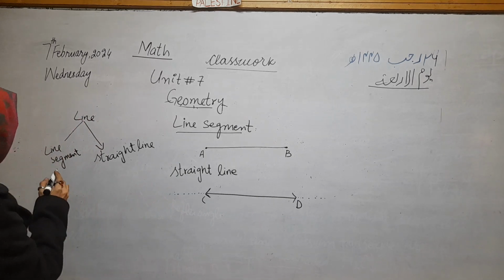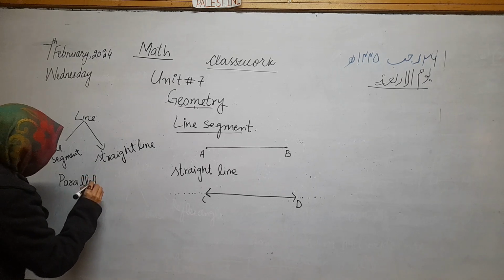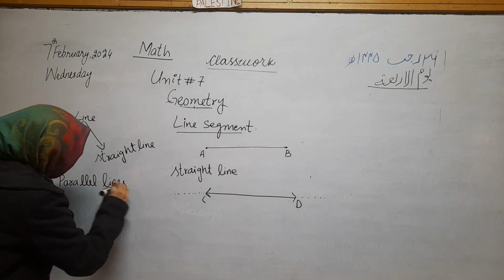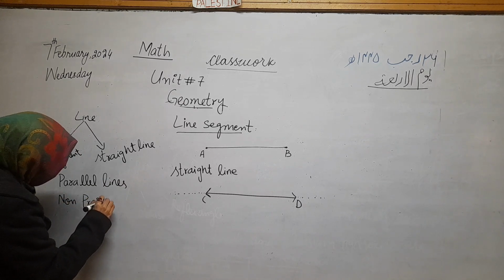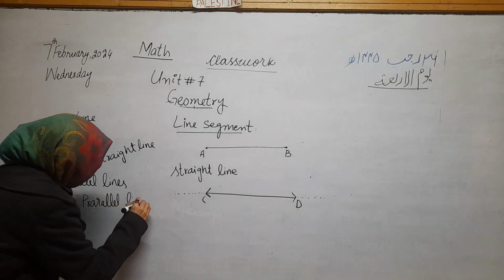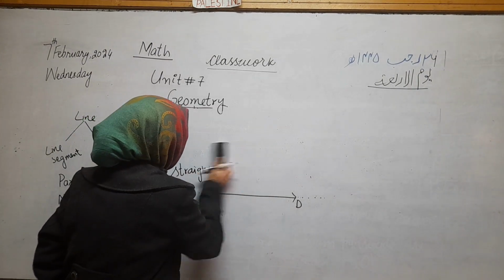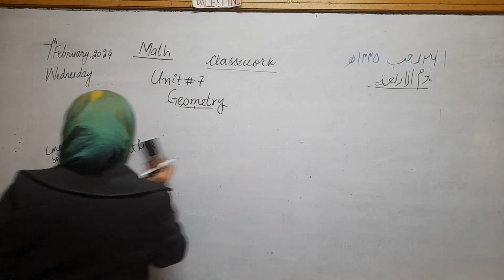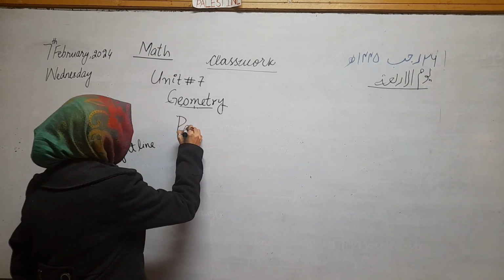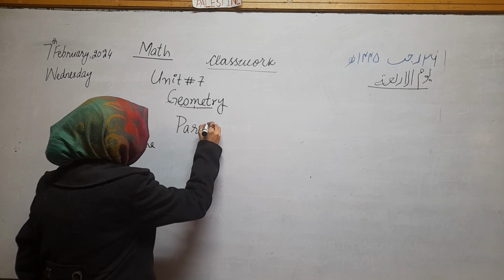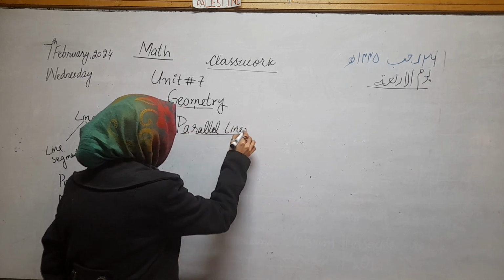After this we have parallel lines and non-parallel lines. What are parallel lines? Tell me, what are parallel lines? Good. Parallel lines are those lines which do not meet.